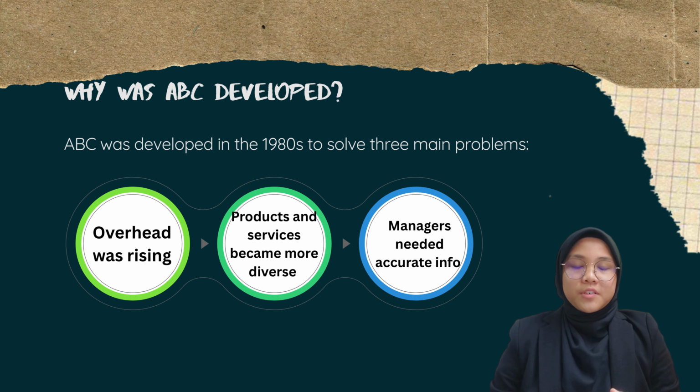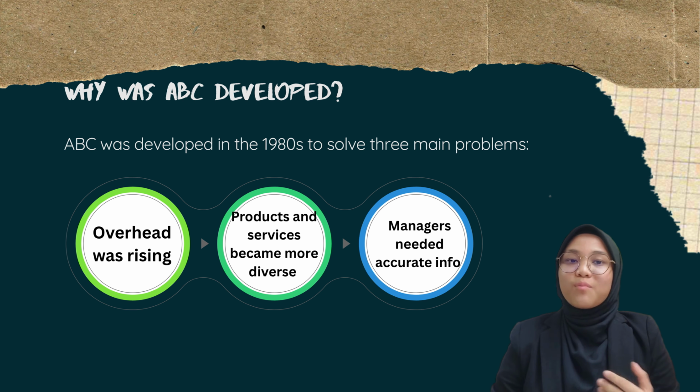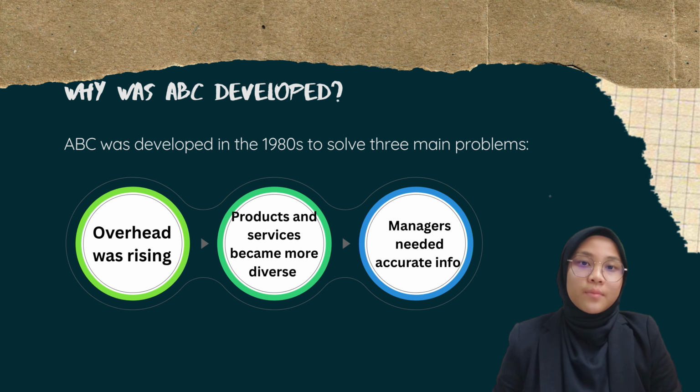So why was ABC created? Back in the 1980s, many companies started using more machines and less labor. The old costing system, which focuses on labor hours, became less accurate. Also, companies started to offer more products, each using different resources. So managers needed better information to help them make smart decisions, like how to price items or where to cut costs. That's why ABC was introduced, because it gives more detailed and useful cost information.